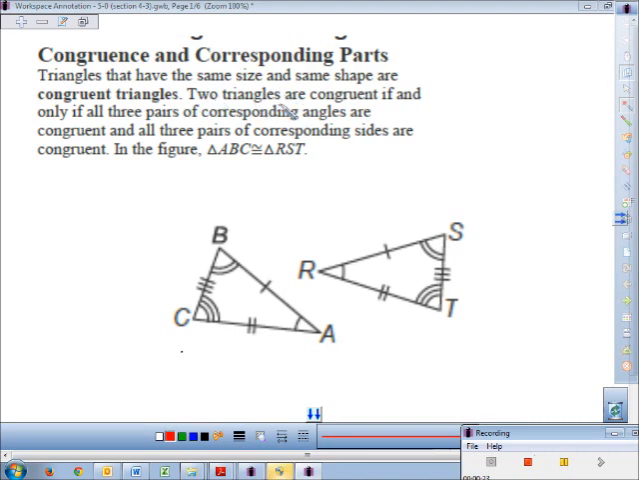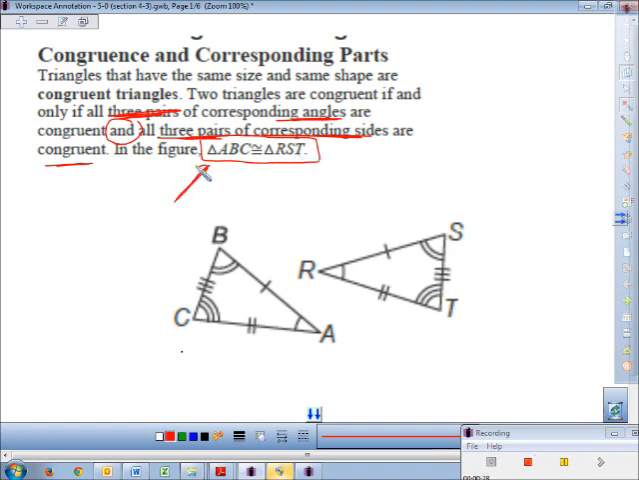And if they're truly congruent triangles, this is what's got to happen. There's got to be all three pairs of corresponding angles congruent to each other, and all three pairs of corresponding sides are congruent to each other. So here's what they give us right here. They say this, called a congruent statement, that triangle ABC is congruent to triangle RST.